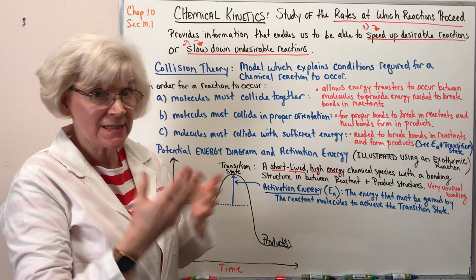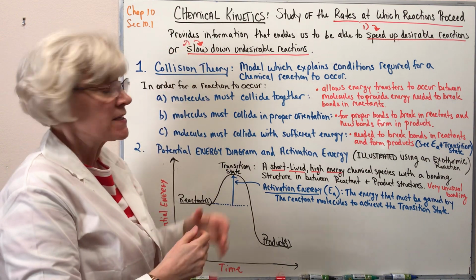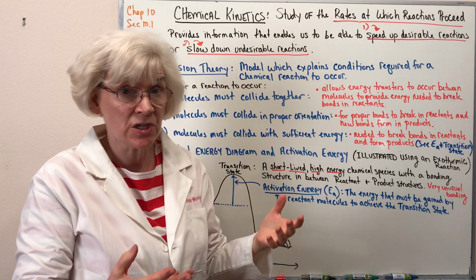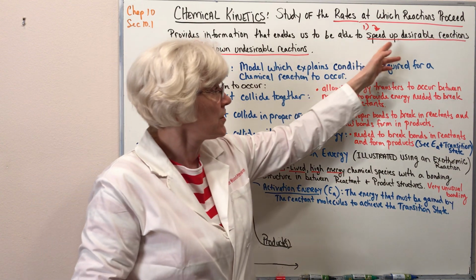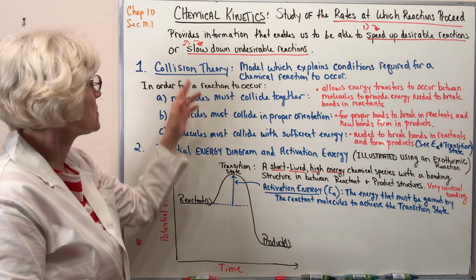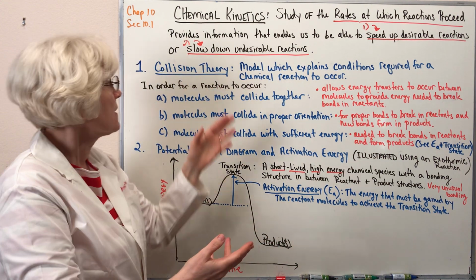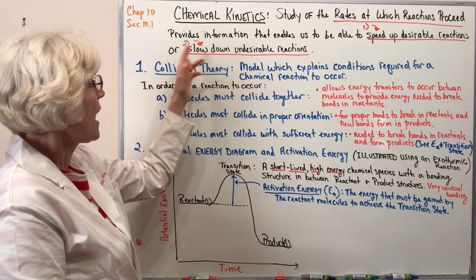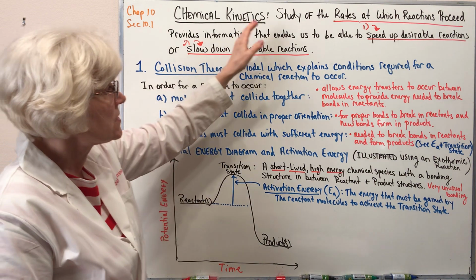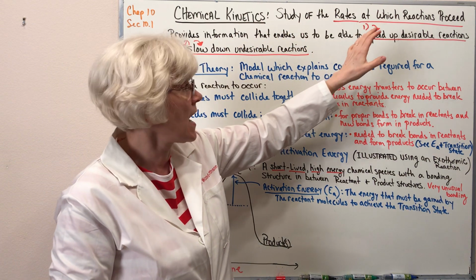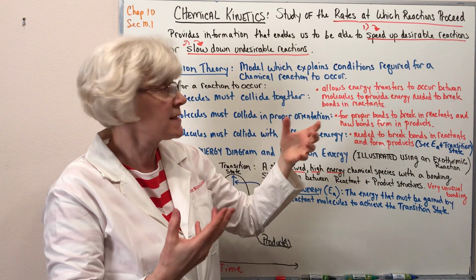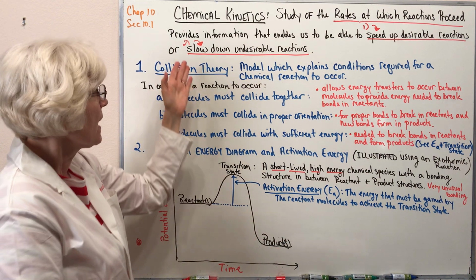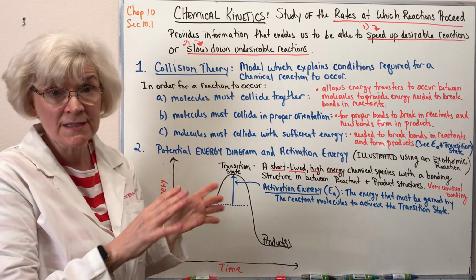Notice that as we study kinetics, it gives us information that enables us to either speed up reactions that we want to happen, in other words, speed up desirable reactions, or alternatively, maybe we don't want this reaction to happen, it's an undesirable reaction, and we want to slow it down. So studying reaction rates, how fast a reaction is going, will enable us to gain the tools we need to speed up the reactions we want to have happen and slow down the reactions or processes that we don't want to happen.